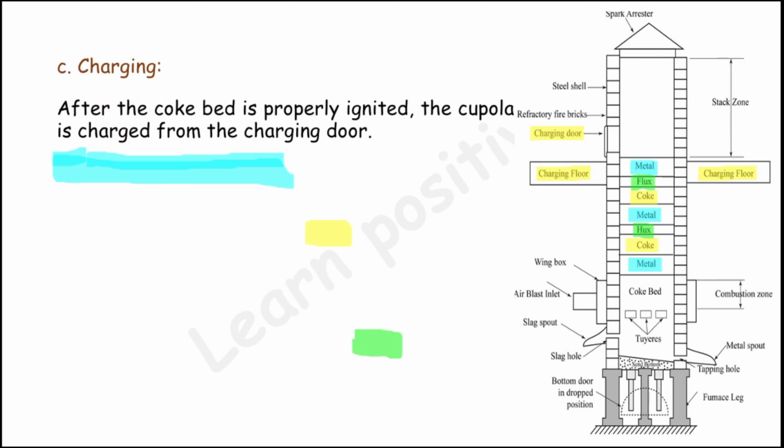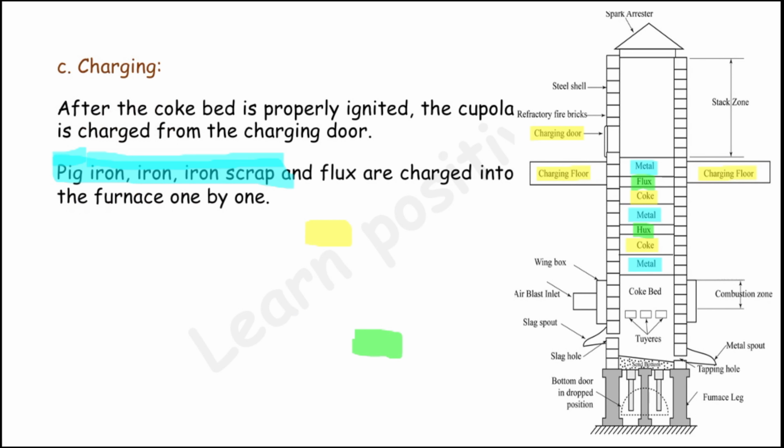After the coke bed is prepared and ignited, the Cupola is charged from the charging door. We are charging pig iron, scrap and flux into the furnace one by one. So the layers will be the metal, coke, metal and flux, coke, metal and flux. Like this we are going to charge the Cupola furnace.